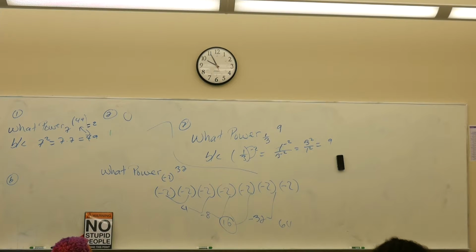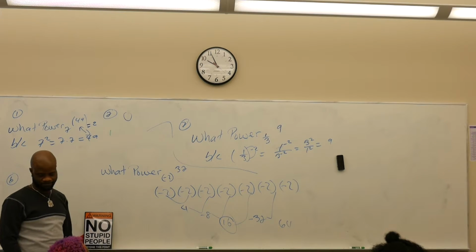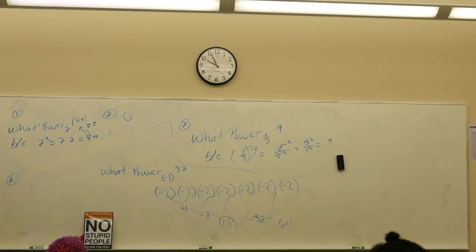Will number 8 be not possible? Let's look at number 8. Number 8 says, what power of -1/3 gives me 27? Let's think about what power of 3 gives us 27. 3. So if I multiply a negative an odd number of times, I get a negative number, right? This is asking for a positive number, which is not possible. Well, I can agree with you on that.